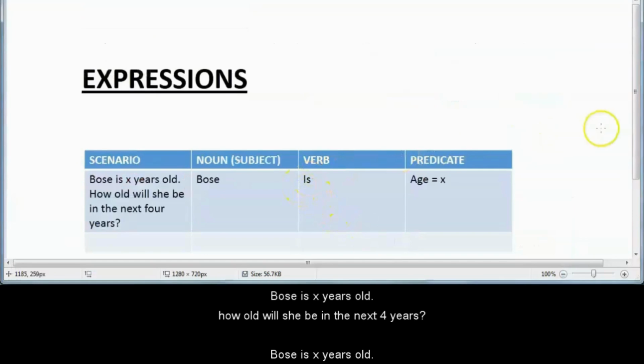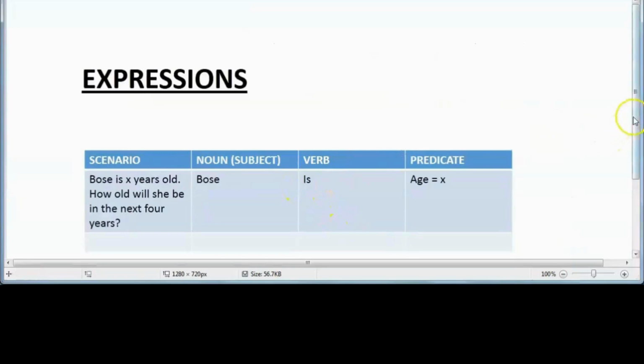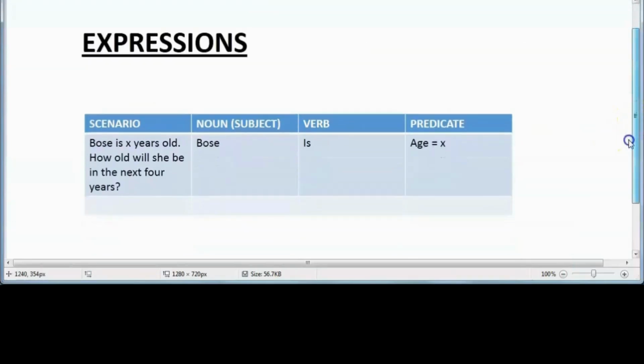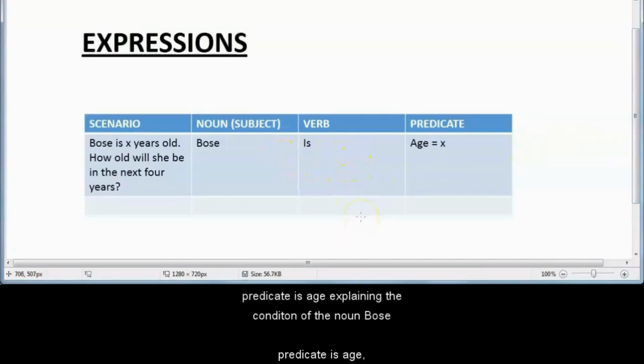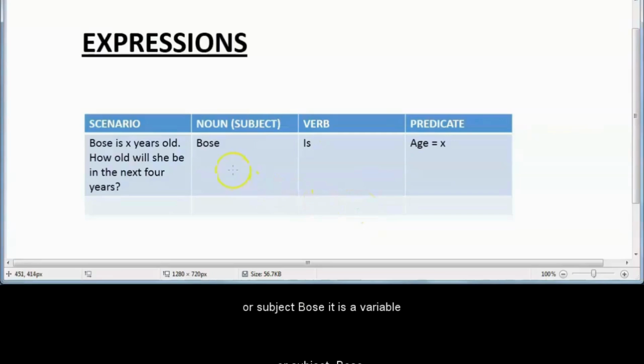Bose is X years old. How old will she be in the next 4 years? The predicate is age. The predicate is age, explaining the condition of the noun, the subject Bose. It is a variable X. Since it has not been stated, it remains unknown.